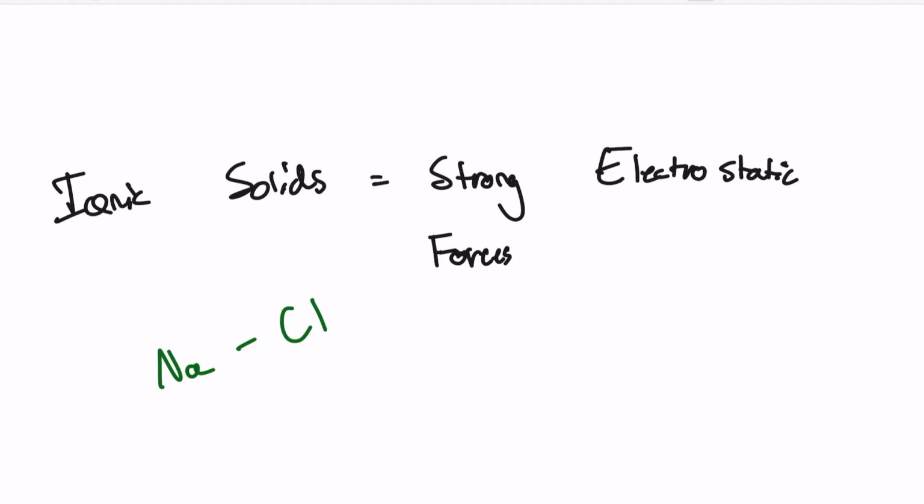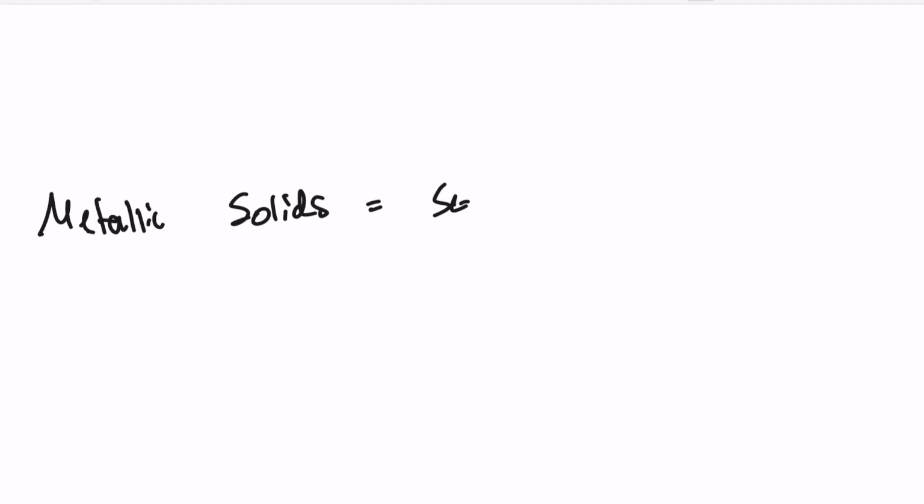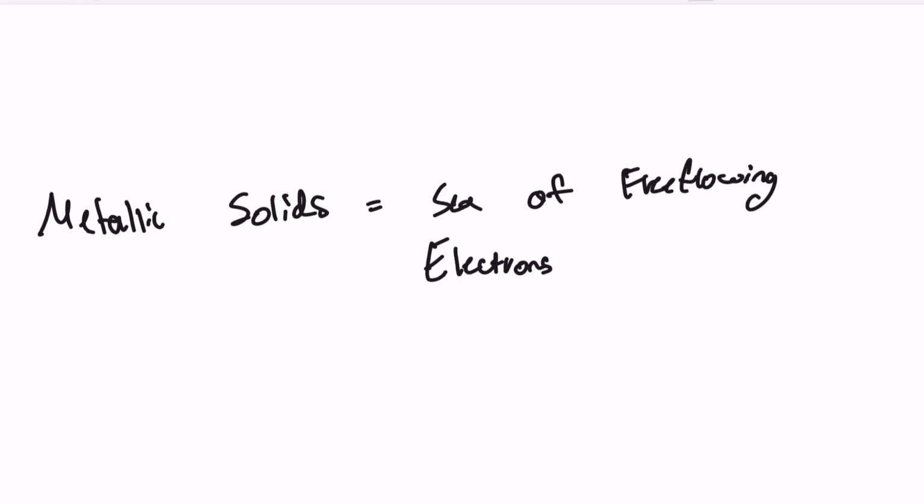If I have to overcome a very strong bond, I'm going to have to put in a lot of energy to break that bond. Metallic solids have that sea of free-flowing electrons. This results in their malleability and ductility, which again is just another way of saying they're quite soft. We can shape them quite easily.